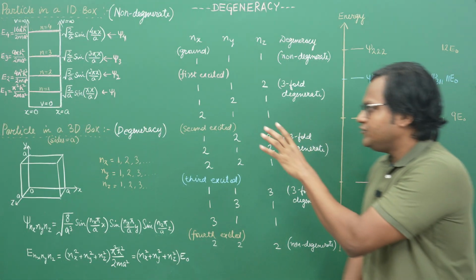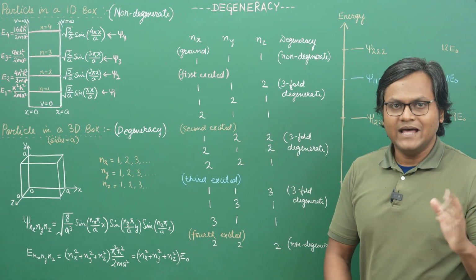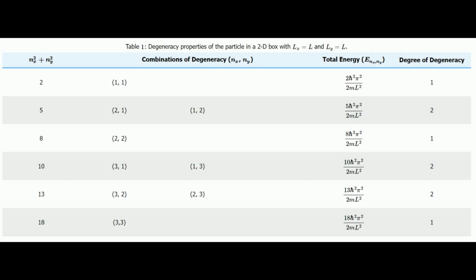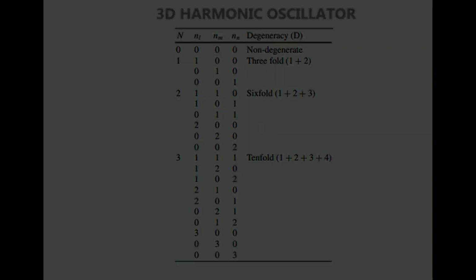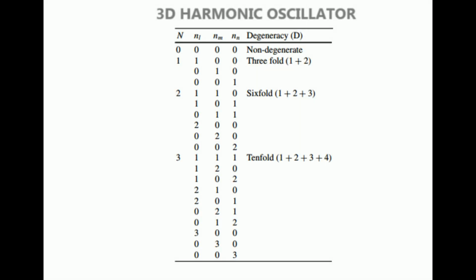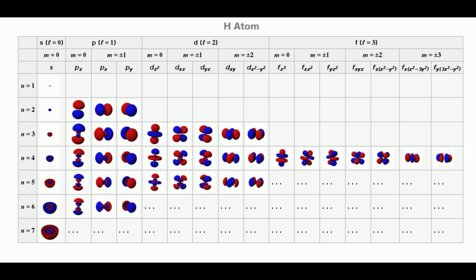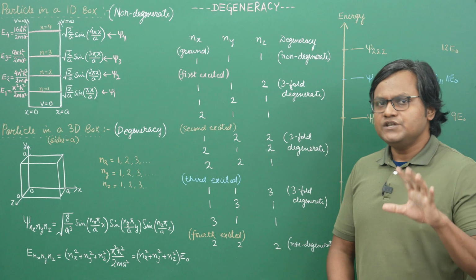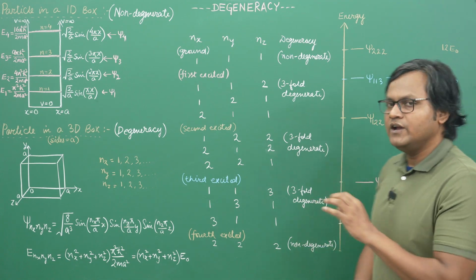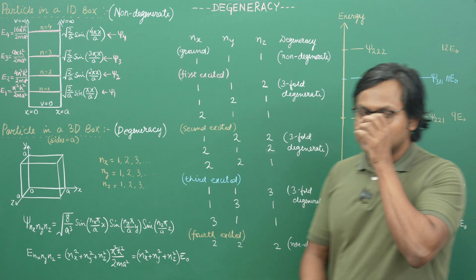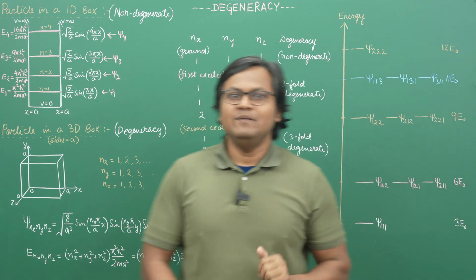Now, the particle in the 3D box is not the only problem that demonstrates this kind of phenomenon of degeneracy. You can see similar degeneracy for a particle in a 2D box. You can also see similar degeneracy for a multidimensional harmonic oscillator, or for the hydrogen atom problem. So degeneracy is very common in different kinds of quantum mechanical systems where the solutions of the Schrödinger equation can share the same energy level.